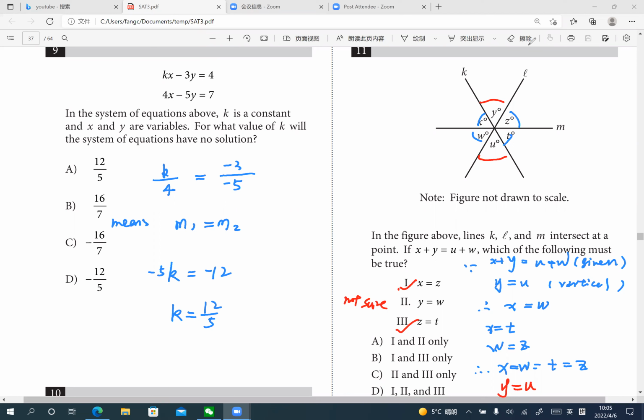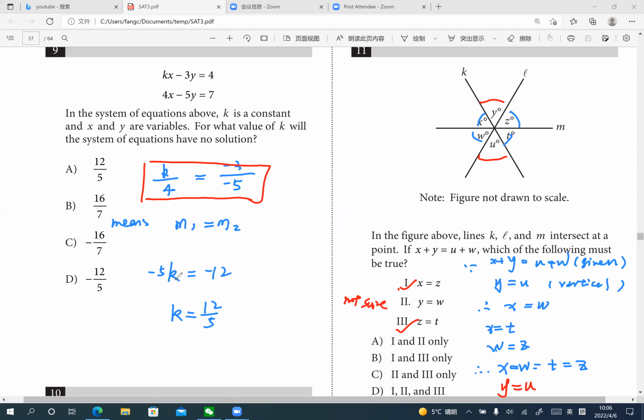We know when the two equations represent two parallel lines, there is no solution, which means the slopes of the two equations are equal. So we have a proportion k over 4 equals negative 3 over negative 5, which means the slopes of the two equations are equal. Then we just need to solve this proportion and find the value of k.